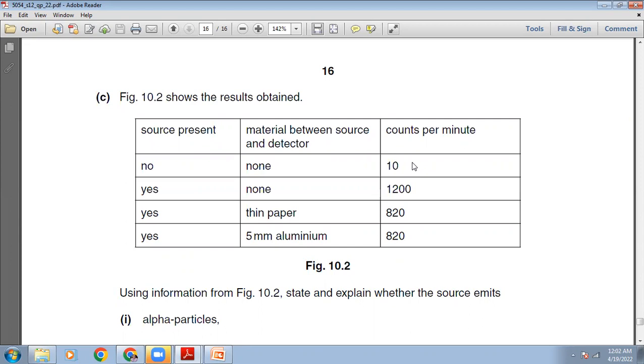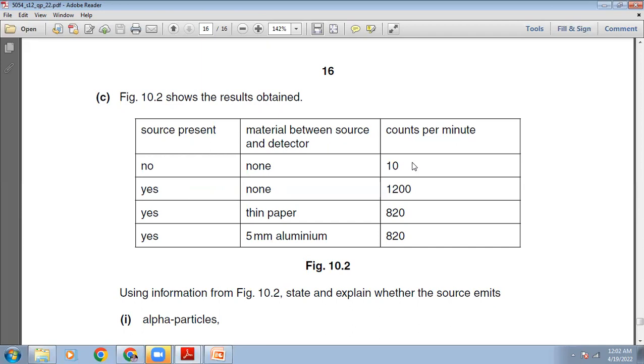Then they put the sample in front of the detector. Nothing is between the detector and the source, and the reading you get is 1200. Then you put a thin paper between the detector and the source, and the reading drops from 1200 to 820. This shows that alpha particles are present, because alpha particles are stopped by the paper.